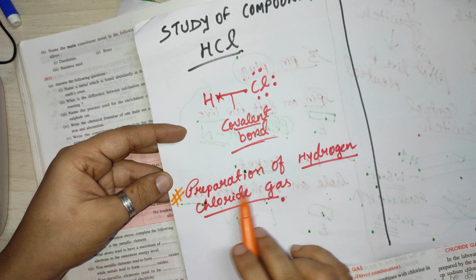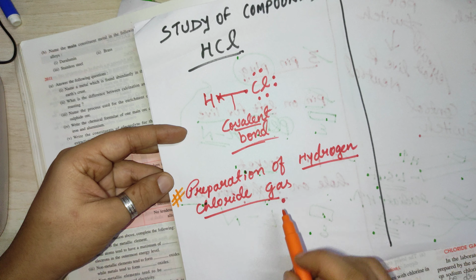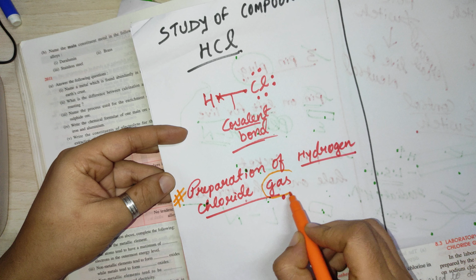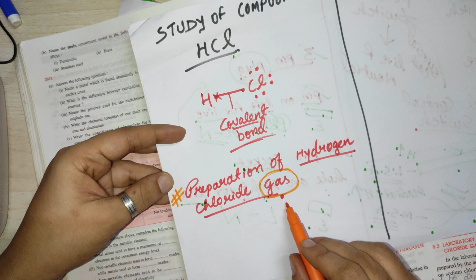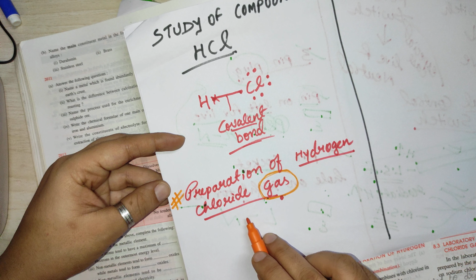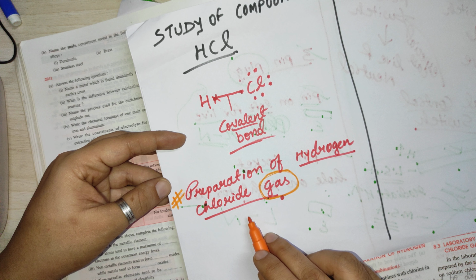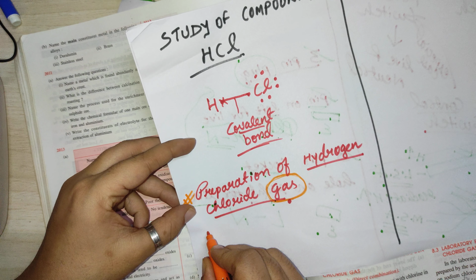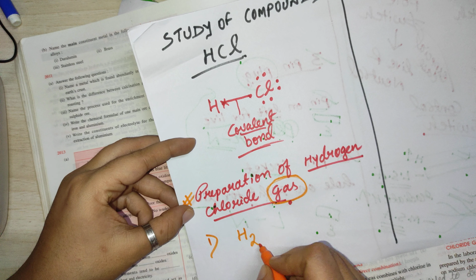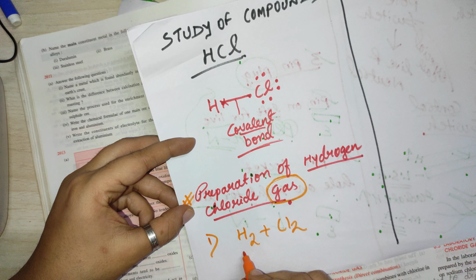Now we'll deal with the preparation of hydrogen chloride gas. Here you must remember that first we are studying about the preparation of gas, hydrogen chloride gas, and then we will study about the preparation of hydrogen chloride acid, hydrochloric acid. Okay, so the first method for preparation is when we will combine hydrogen and chlorine.